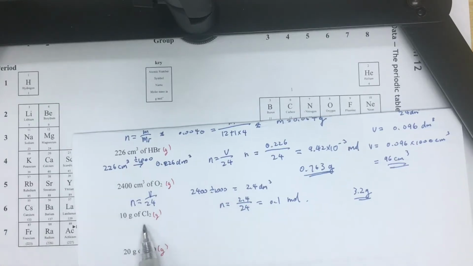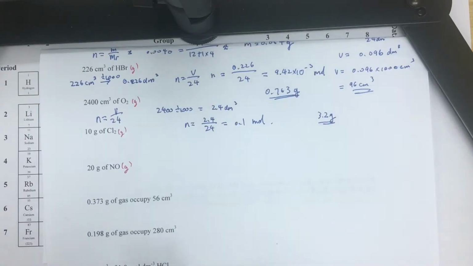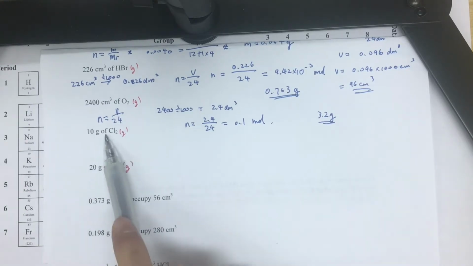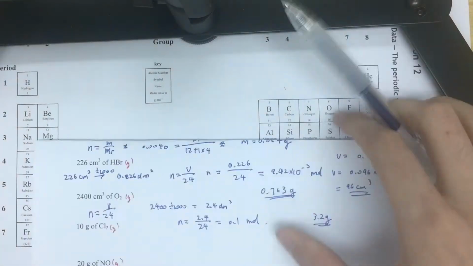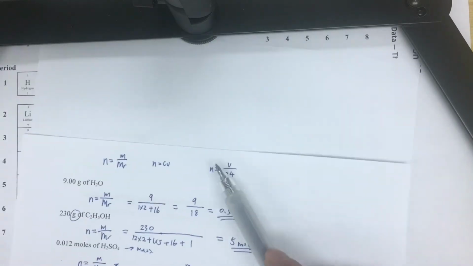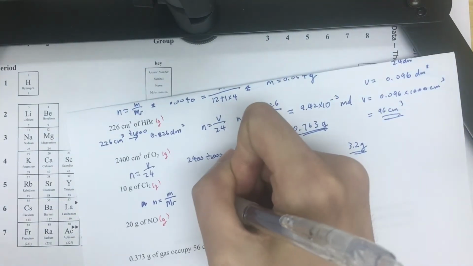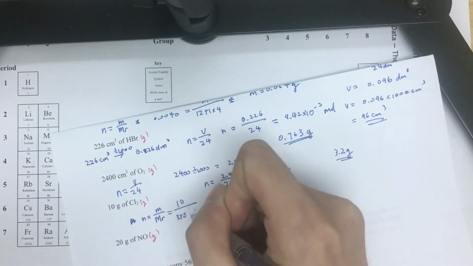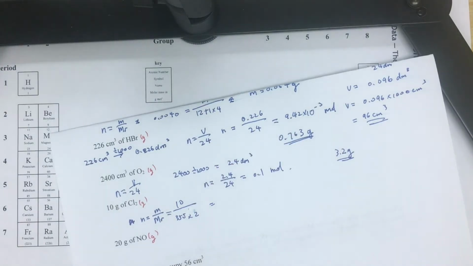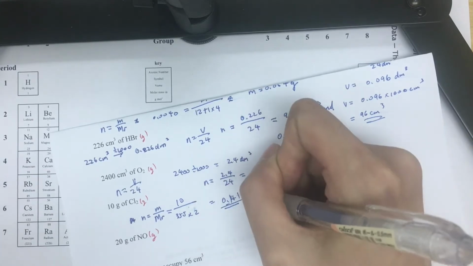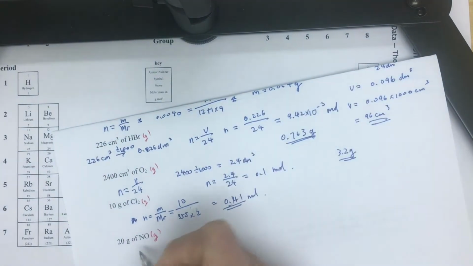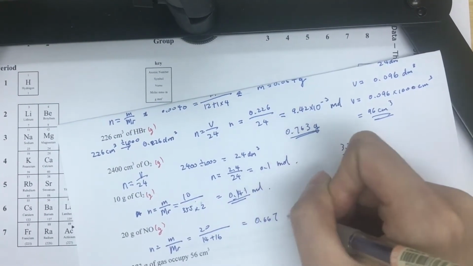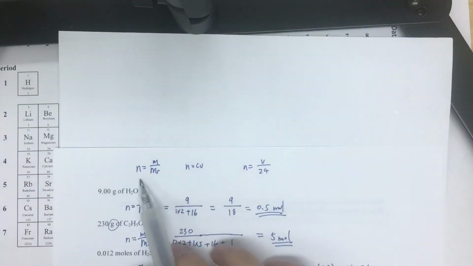10 grams of chlorine, what will be the number of moles? Because it's grams, it's mass, we're not going to use the volume formula unless you know the volume. So mass 10 grams divided by 35.5 times 2 equals 0.141 mole. So as in here, 0.667. That's the combined question using the formula.